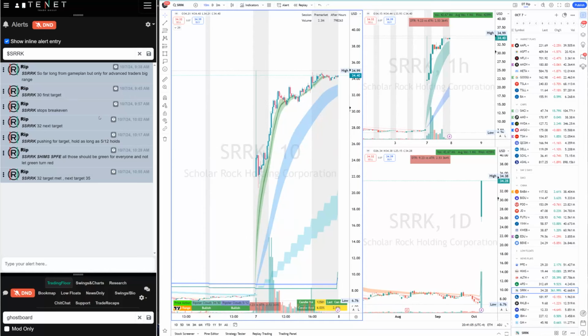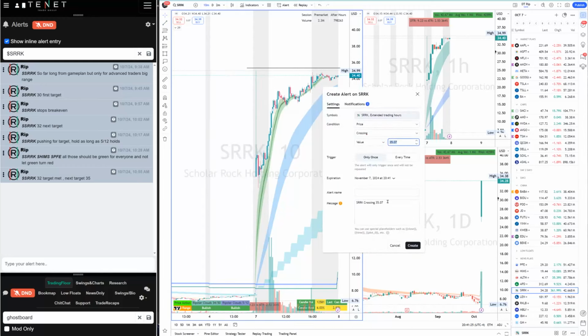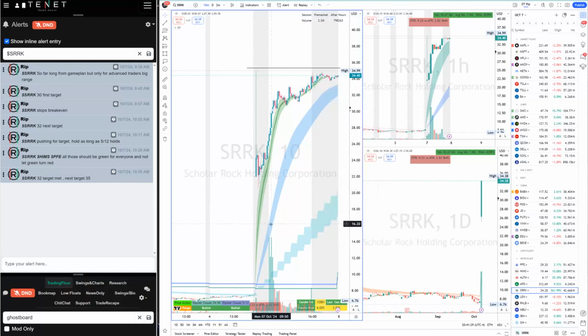We hit the first target. 32 was my second target. We hit our second target. And then it was still pushing. It kept pushing, and eventually 35 was my final target, and we almost met that before the close. So huge winner. Big watch for day two as well. These things can continue to run for a few days, so we will be watching it for day two longs as well. Beautiful all day trade. You're risking $2-3 and you're making $6-7.